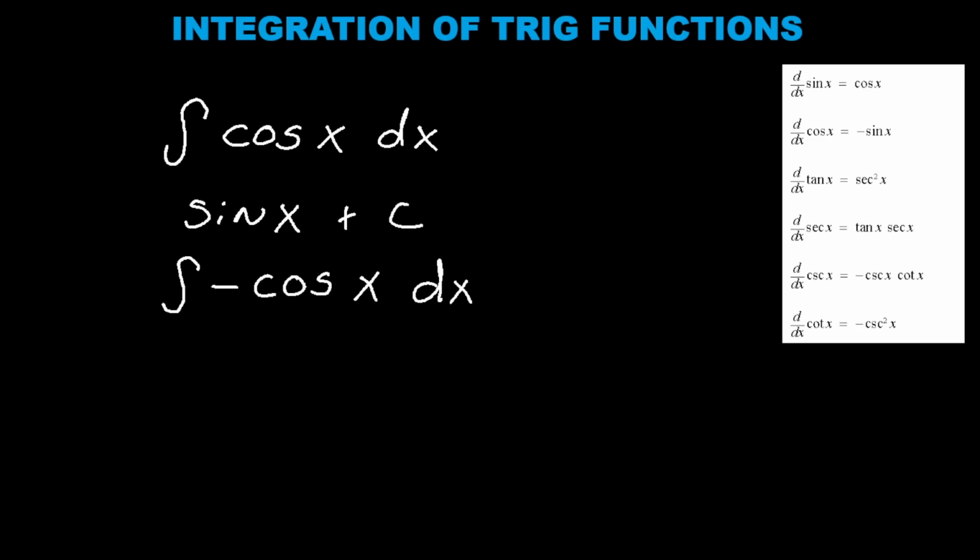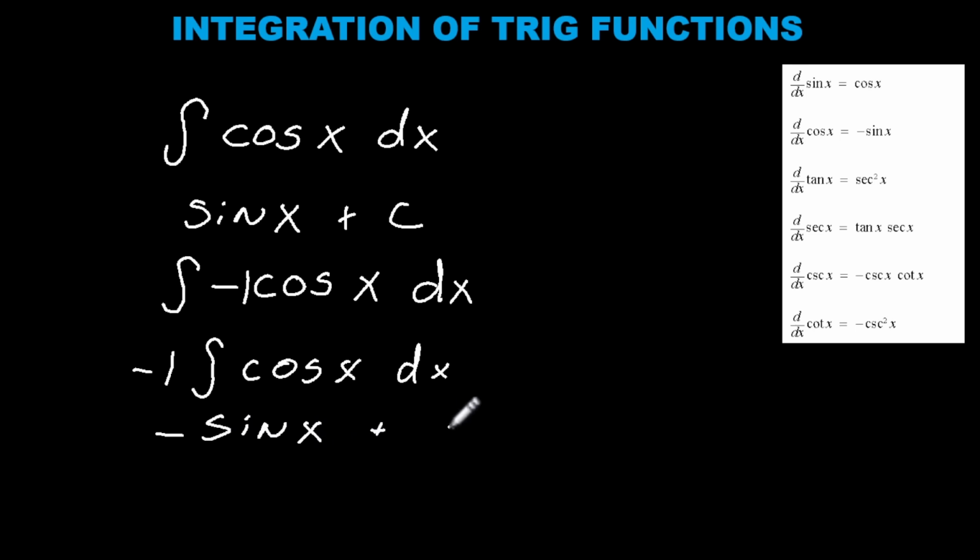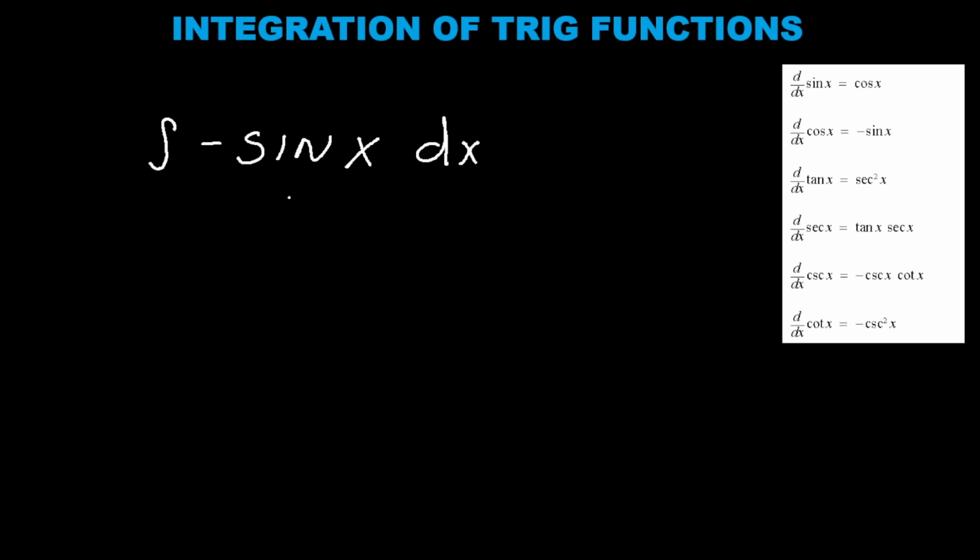Now, if you were asked to find the integral of minus cosine x, this is a minus 1 in front of here. So you bring the minus 1 to the front, and then you repeat what we just did in the last step, which was just cosine x dx. So this would be minus 1 times sine x plus c. And if we're asked to integrate minus sine x dx, we look over here. Minus sine x is the derivative of cosine x. So the answer for this one is cosine x plus c.